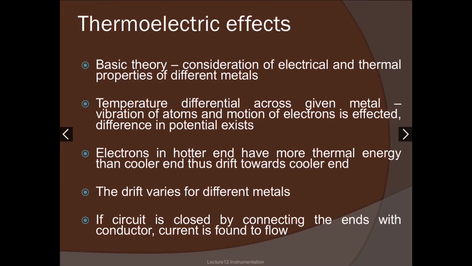When there is temperature difference across metal, vibration of atoms occur and motion of electron is affected, causing difference in potential between two ends. Electrons in hotter end have more thermal energy, thus drift toward cooler end which has lower thermal energy. The drift rate varies for different metals. So when the two metals are connected together, creating a closed circuit, the current will flow in the circuit.